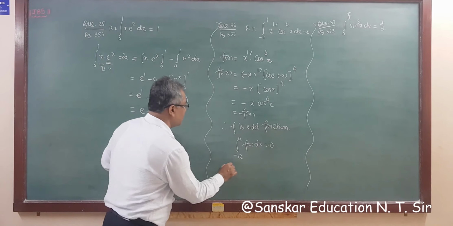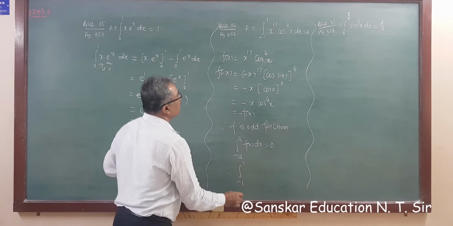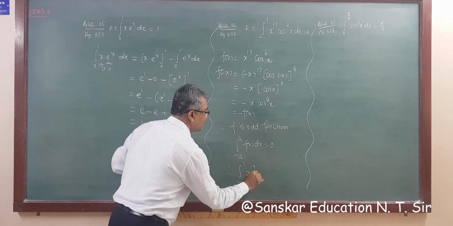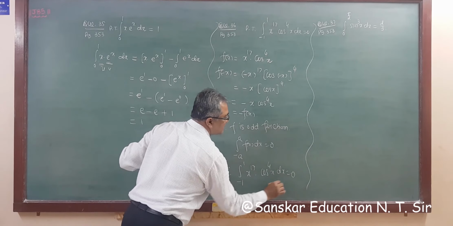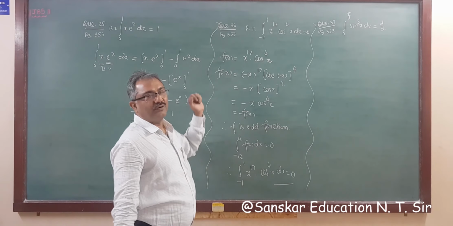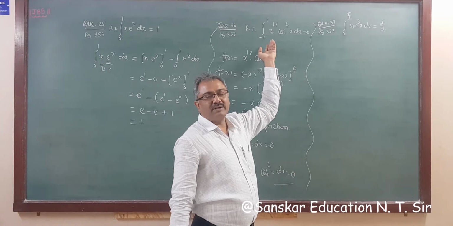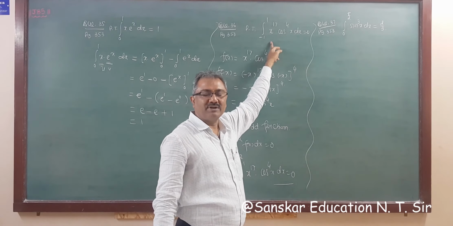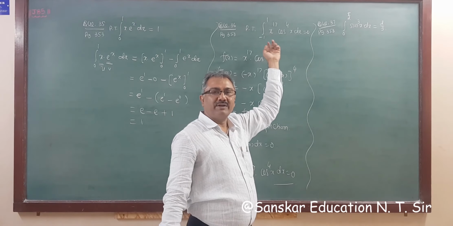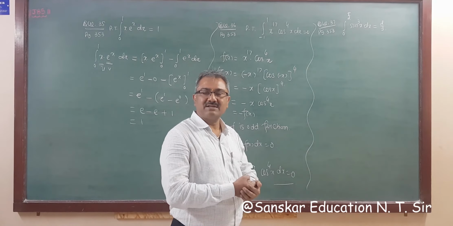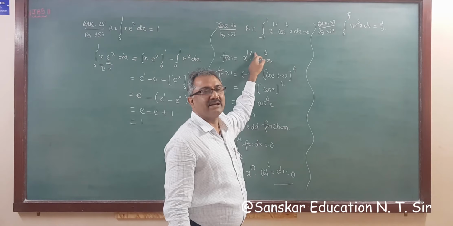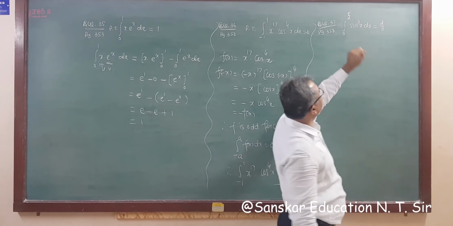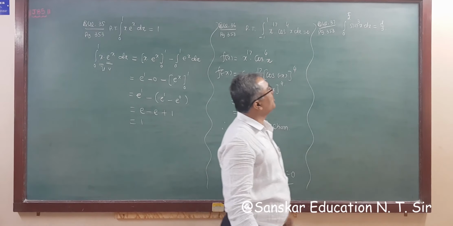So what is your answer? The integration from minus 1 to 1 of x raised to 17 into cos raised to 4x dx will be 0. For an MCQ, if it is not given that you must prove it, you can directly write it from here: this is an odd function, this is an even function, so odd times even is odd, and the answer will be 0 for this same limit.